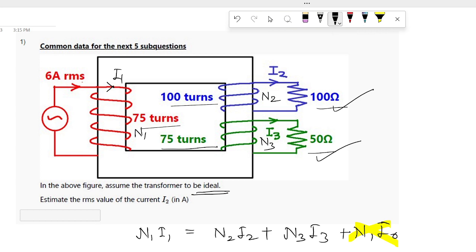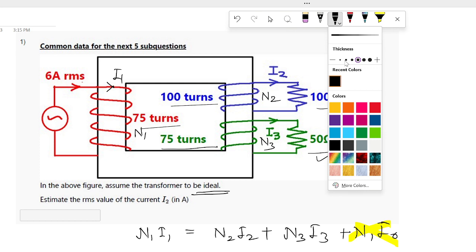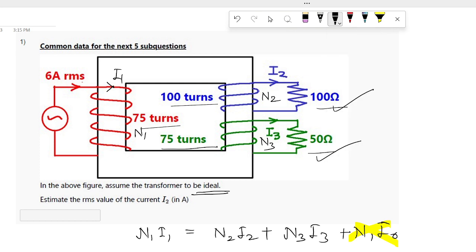So apply this. We have N1 as 75, I1 is 6, N2 as 100, and N3 as 75, and I3 is unknown. So how do you find this further? We have another relation. Let's say the voltage is V2 across this, V3 across the tertiary winding, and this is V1. You are well aware of the relation that V1 : V2 : V3 will be in the ratio of 75 : 100 : 75.